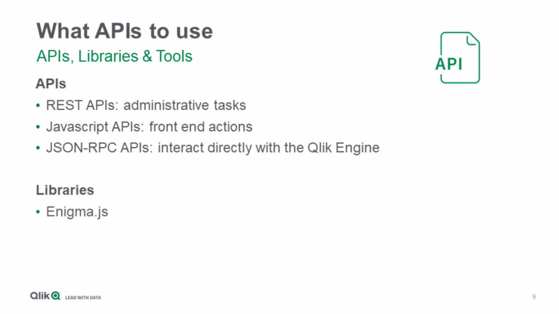Then we have the libraries. The libraries are used to facilitate the use of the APIs. Enigma.js is to communicate with the Qlik engine API through JavaScript instead of having to deal directly with JSON RPC. Enigma Go is the same thing for Go. And then you have Nebula.js, which is used to facilitate the creation of extensions and mashups.